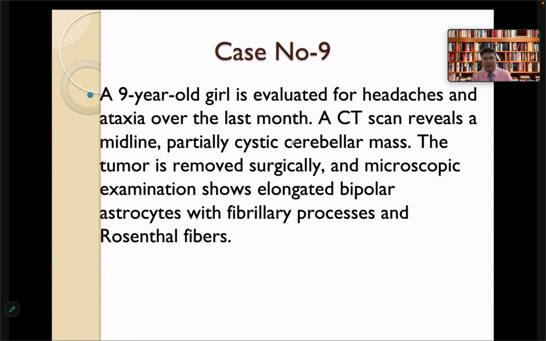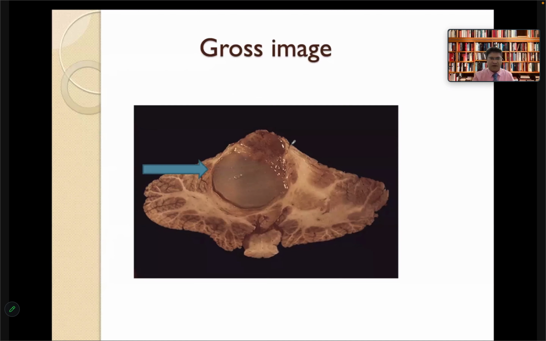Right. Now case number 9. A 9-year-old girl is evaluated for headaches and ataxia over the last month. A CT scan revealed a midline partially cystic cerebellar mass. The tumor is removed surgically and microscopic examination shows elongated bipolar astrocytes with fibrillary processes and Rosenthal fibers. So a very characteristic, very straightforward history. A child presenting with cerebellar mass, headache and ataxia, right?